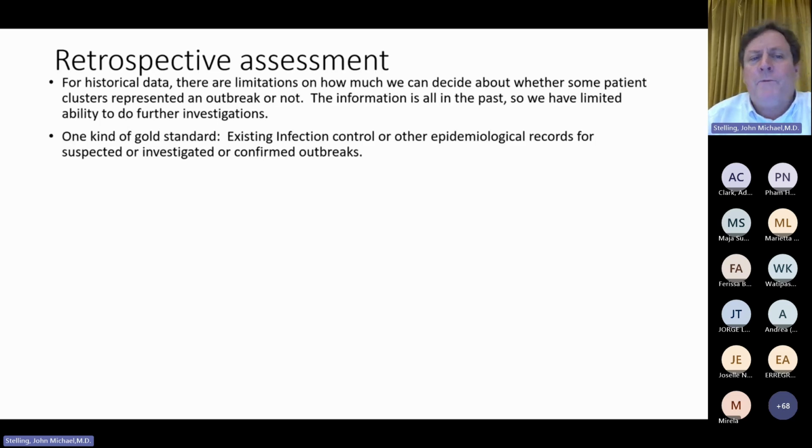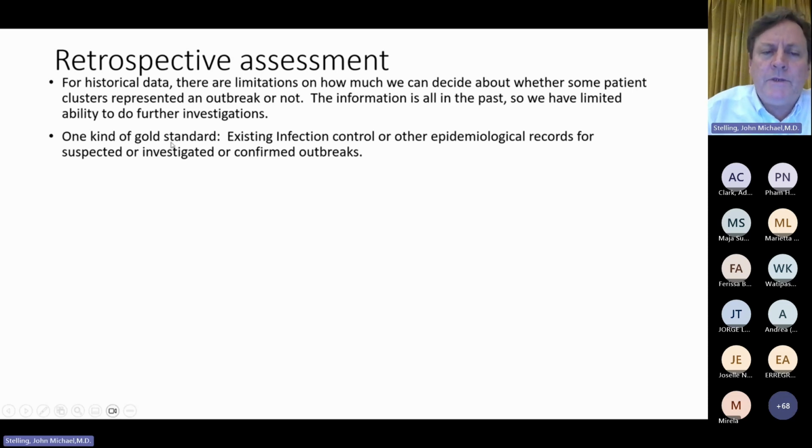So I'll start off with some retrospective. If I have some data from the last 5 years, there are limitations on how much you can say. There were 5 people in one room 4 years ago. Was that an outbreak? I don't know. It was 4 years ago. So there's limitations on how much we can decide about whether patient clusters represented an outbreak or not. The information is all in the past, so we have limited ability to do further investigations.